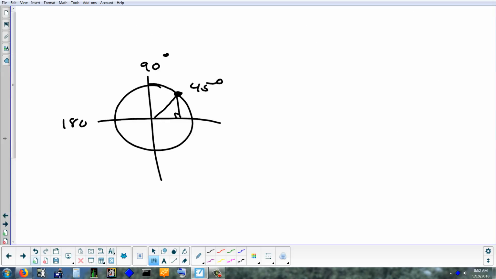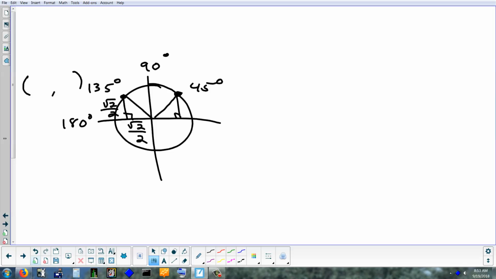That's 90. That's 180. Let's look at 45 degrees in quadrant 2. To get there, you'd have to add 45 to 90. So what's 90 plus 45? 135. So if we put a dot right on 135, and I make a triangle, how does that compare to the triangle that I just made in quadrant 1? Yeah, it's a mirror image. So the lengths of the sides are still the same. They're both square root 2 over 2.